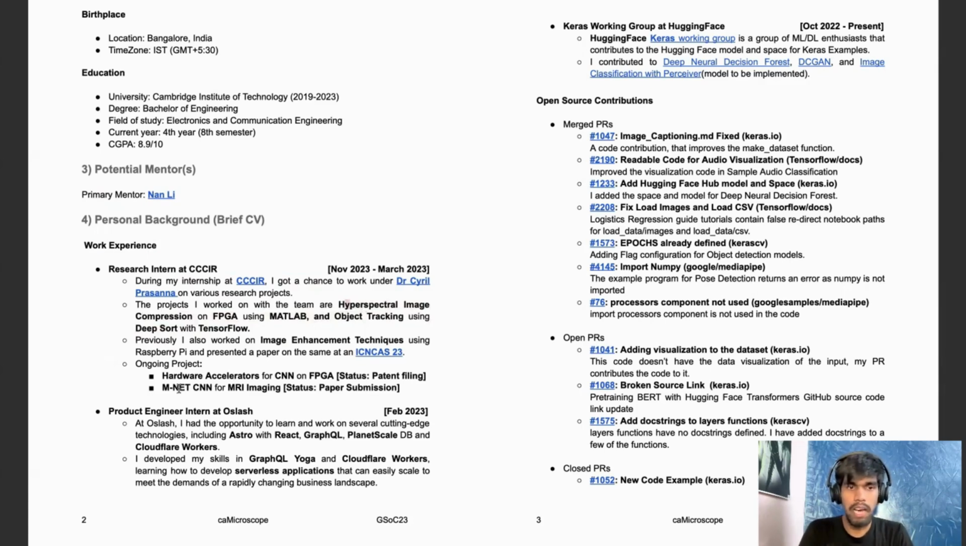So as you can see, I was working with MNET CNN and a hardware accelerator for CNN on FPGA. I had an understanding of how to use an ML project on a hardware kit. So this was my experience. And I also had experience with GraphQL Yoga at my internship at OSlash. And apart from GraphQL Yoga, I was also working with Cloudflare Workers. So these were my work experience.